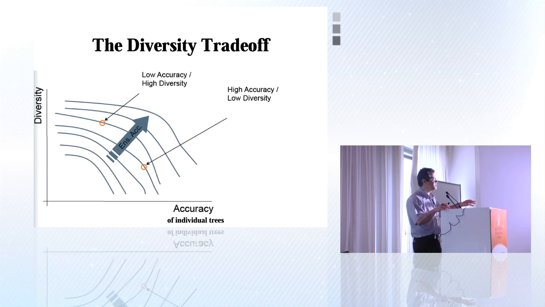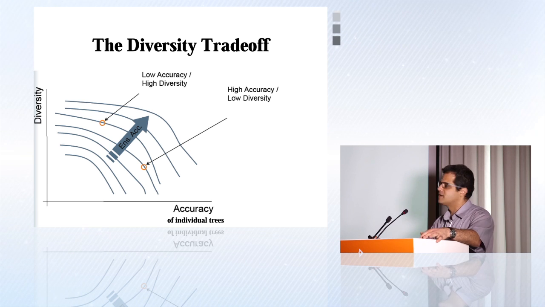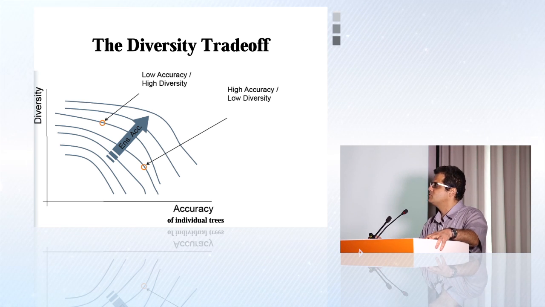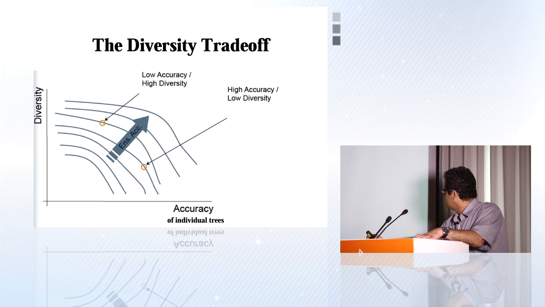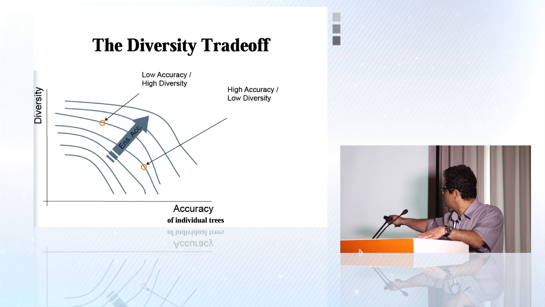Some researchers say that there is a trade-off between two components. One of them is the diversity. We, of course, would like the individual trees to be diverse on the one hand. And on the other hand, we would like them to be as accurate as possible, as you can see on the x-axis.